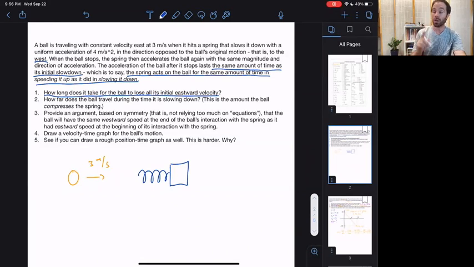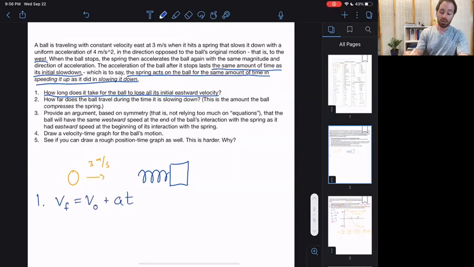If you think about it, this really will use one of the equations that we already saw in the prior problem, because we can solve this one by saying velocity final equals velocity initial plus acceleration times time. Lose all its initial eastward velocity means that the final velocity must be 0. So final velocity is 0. Initial velocity we knew was 3 meters per second.